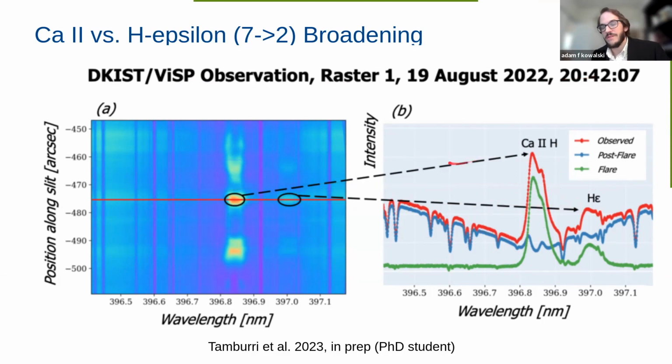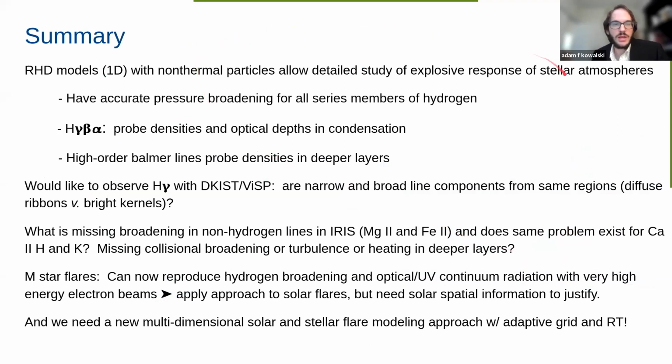This was in the decay phase of a pretty small flare. We didn't catch the impulsive phase, but still it's going to be very, very interesting. So in summary, we have made some progress in 1D radiative hydrodynamic modeling and understanding the different sensitivity to the flare atmosphere for different hydrogen lines. The low order hydrogen lines, H alpha, are very optically thick and formed in the condensation entirely, whereas the high order Balmer lines are more optically thin, and you can see deeper into the atmosphere.